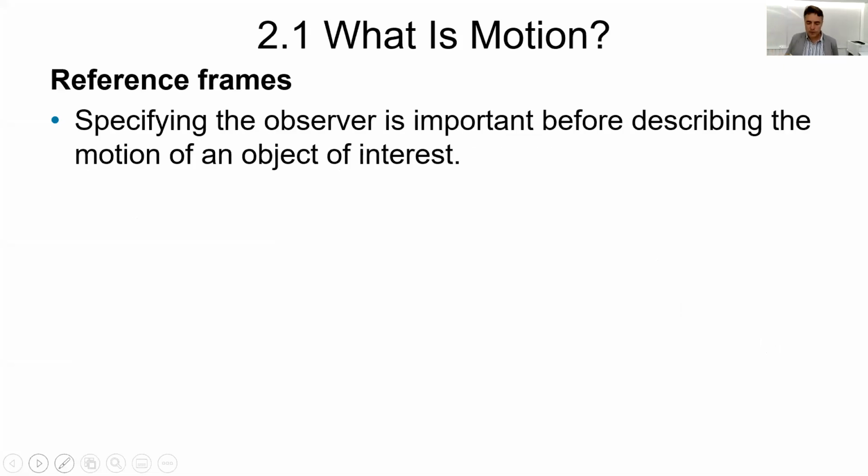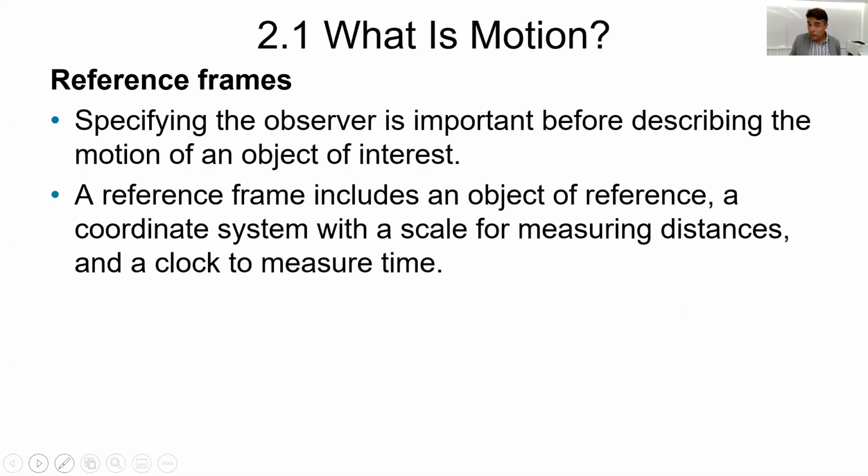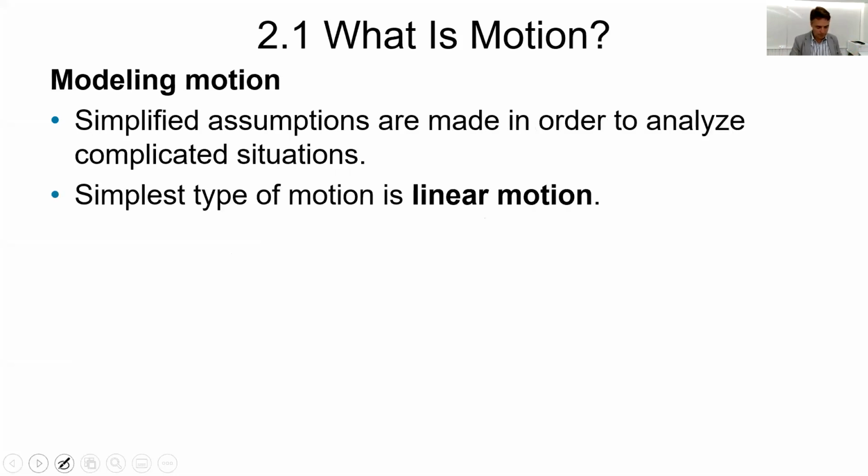So specifying the observer is important before describing the motion of the object of interest. A reference frame includes some object of reference and a coordinate system, like an XY axis. It's usually stationary relative to some object. For example, this lab room I'm in is a stationary thing, so I can draw an X and Y axis and say that's my reference frame. And then you need a clock to measure the time. That's part of your reference frame.